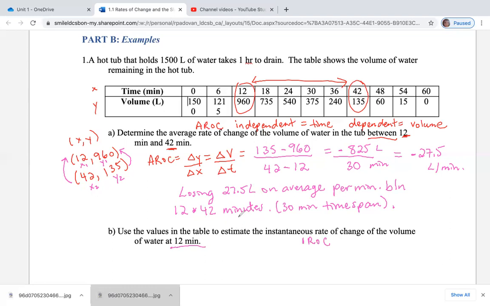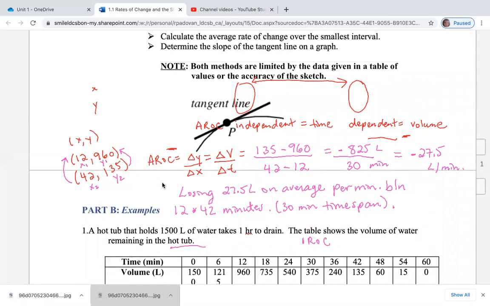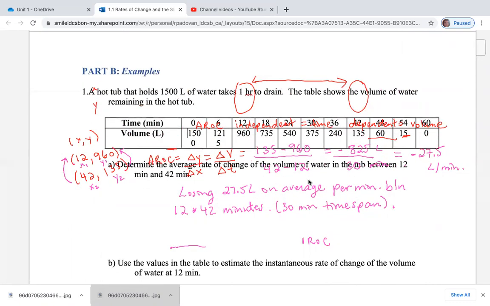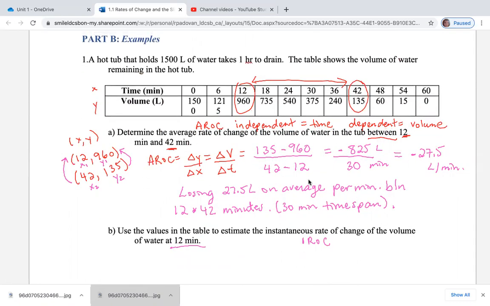Now, I don't have a graph for this question, right? So if we looked up above, let's go back. The two ways to answer this here is determine the slope of the tangent line on the graph or calculate the average rate of change over the smallest interval. So we will have to calculate the average rate of change over the smallest interval. So what is the smallest interval?